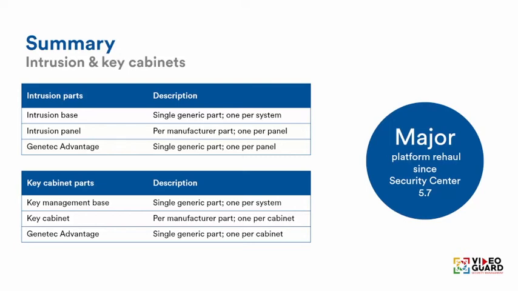After that, there is an intrusion panel or key cabinet part. So this is 1 per panel or cabinet. These are specific to the manufacturers that they're using, but the price is the same regardless to provide significant consistency. And so you'll know, even if you decide to switch between manufacturers, that pricing does not change. And finally, there is a single generic part per panel or per cabinet for Genetec Advantage. You again need 1 per device, but you won't have to mess around with what manufacturer you're with at that point.